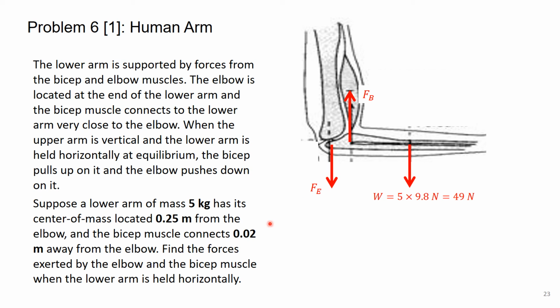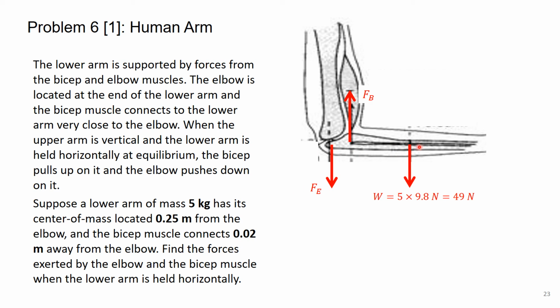Okay, now let's use some numbers. Suppose the mass of the lower arm is 5 kilogram and its center of mass is located 0.25 meters from the elbow. Okay, and the bicep connects 0.02 meters from the elbow. So the bicep is pretty close to the elbow, like 2 centimeters, but the center of mass of the lower arm is much further, it's 25 centimeters.